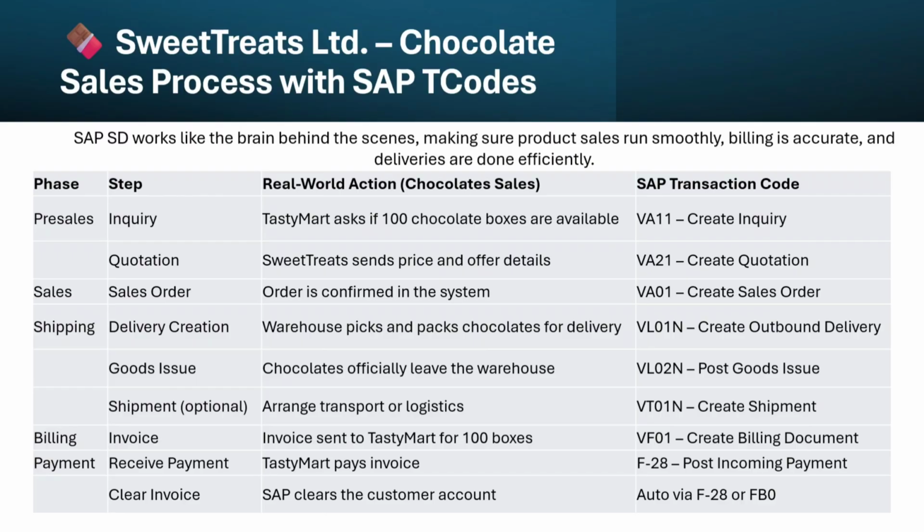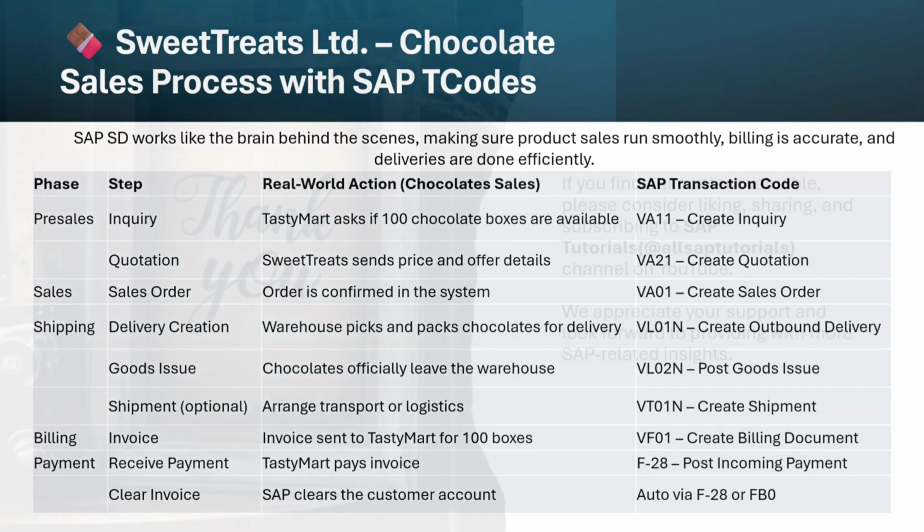So in short, SAP SD works like a brain behind the scenes, making sure the product sales run smoothly, billing is accurate, and the deliveries are done efficiently.